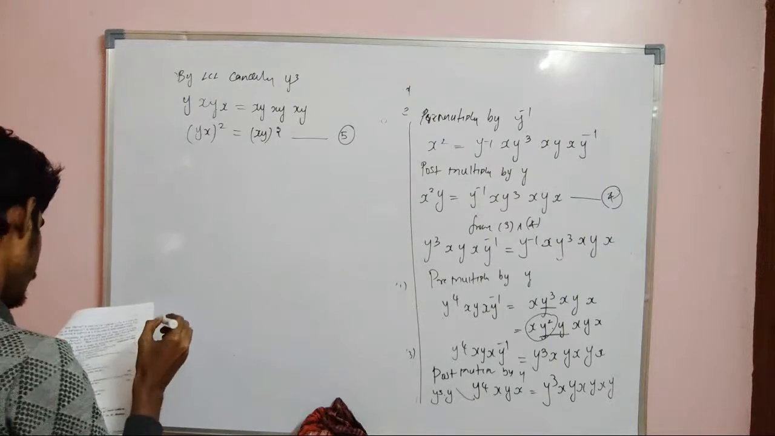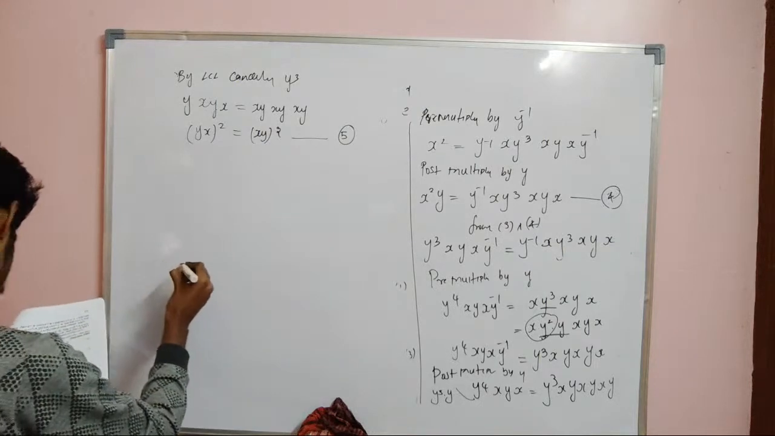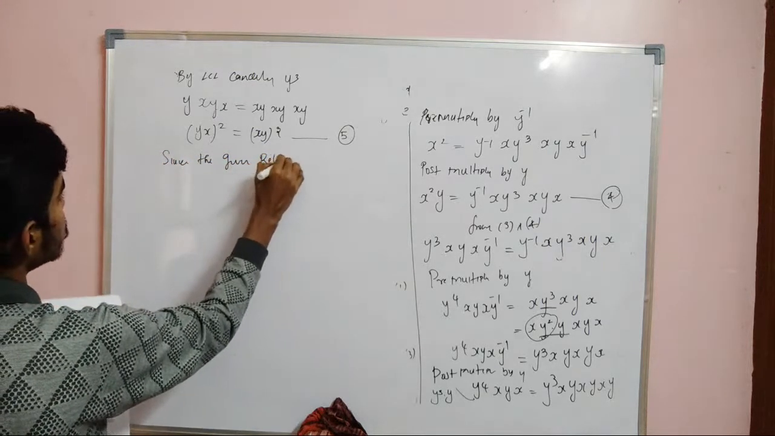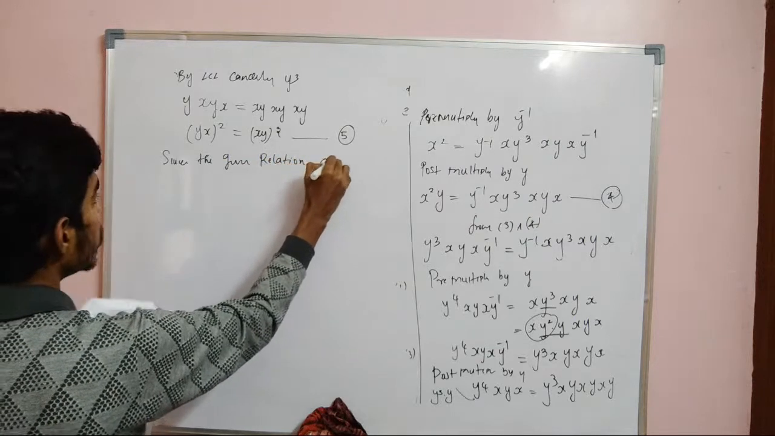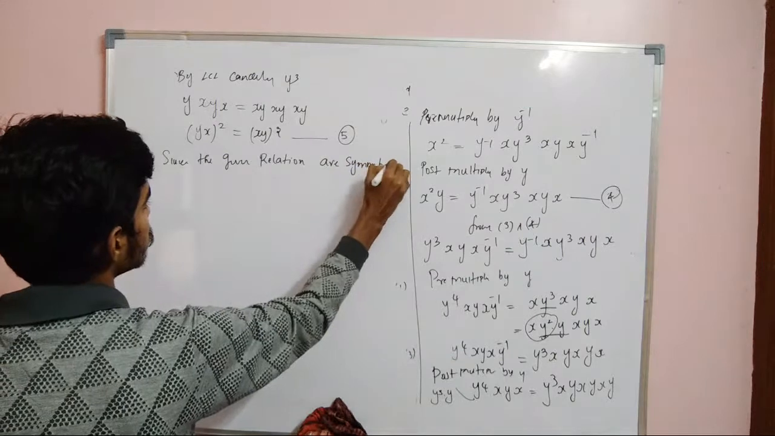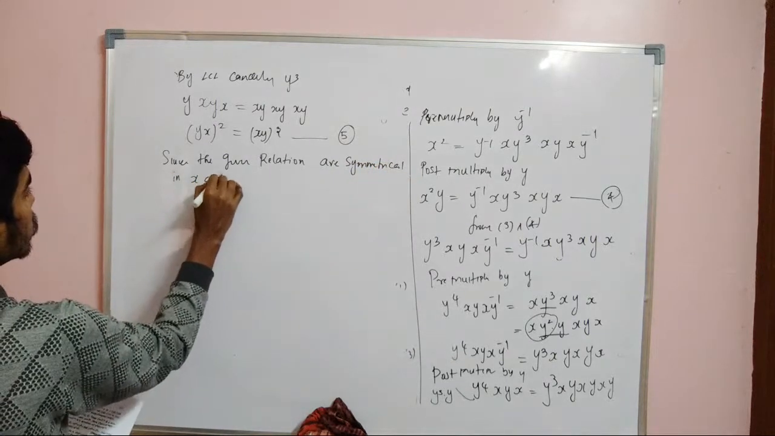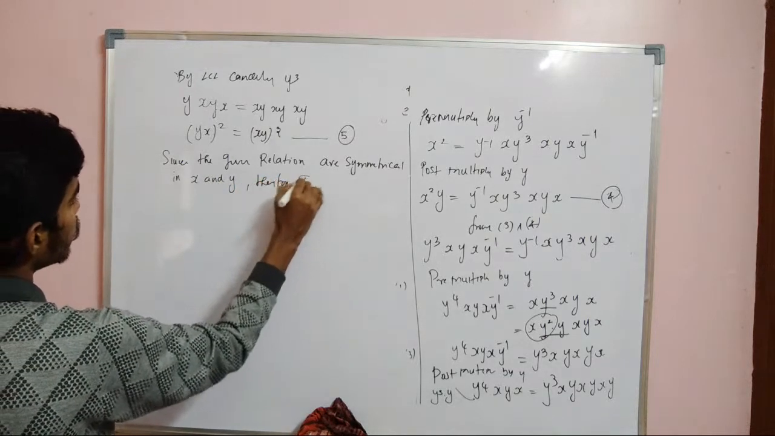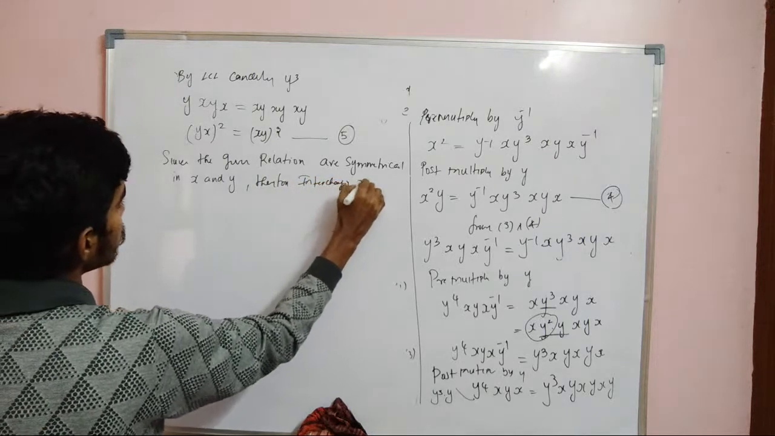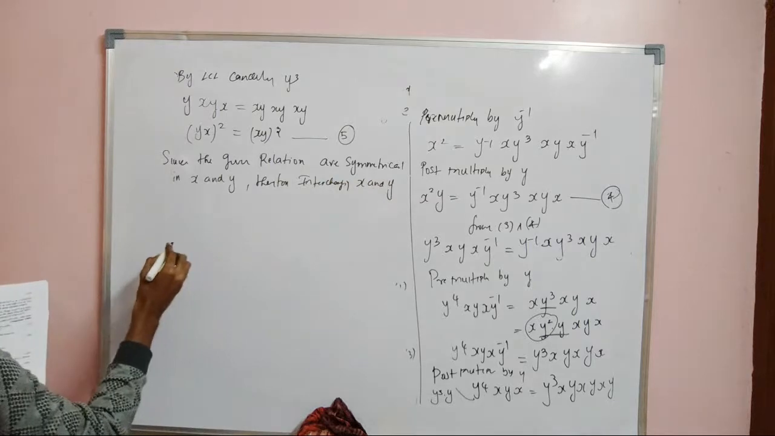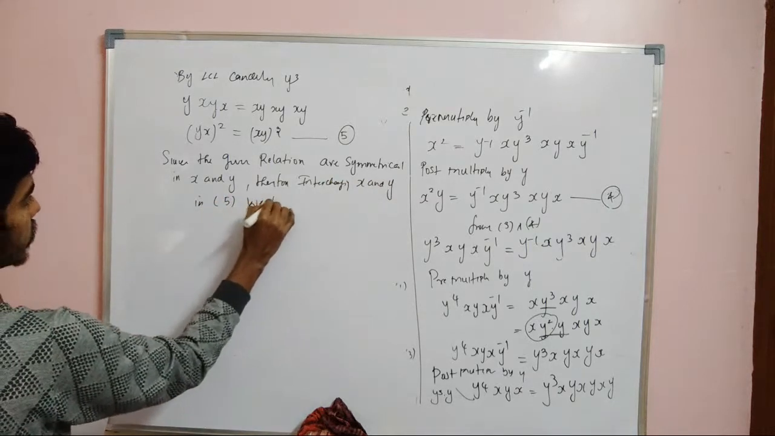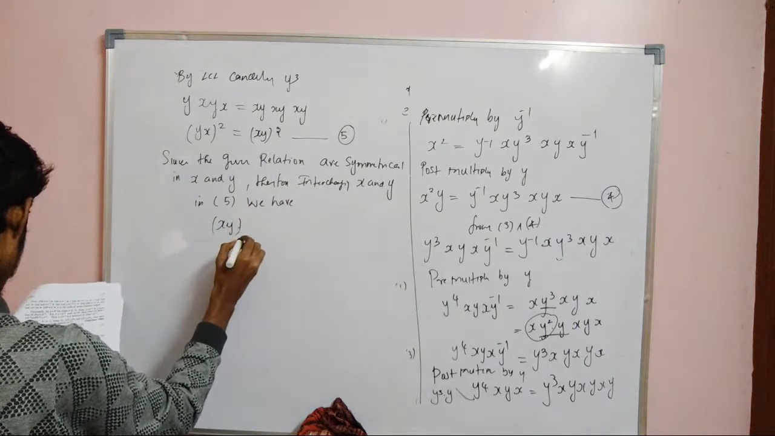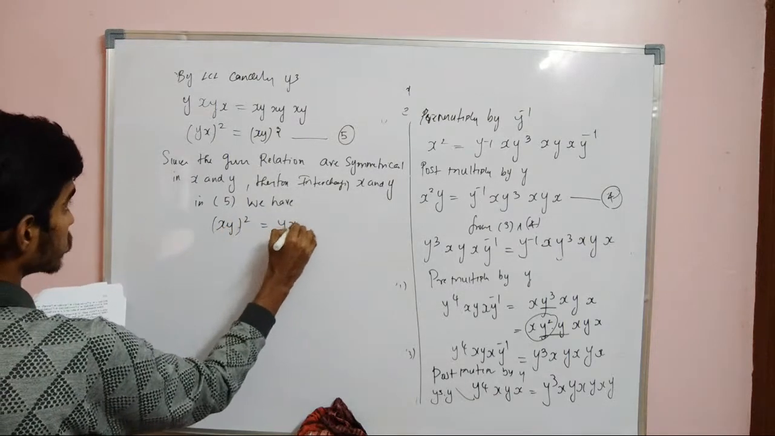Now, since the given relations are symmetrical in x and y, therefore interchanging x and y in phi we have, so if we interchange, this will be (xy) whole square is the same as (yx) whole cube.